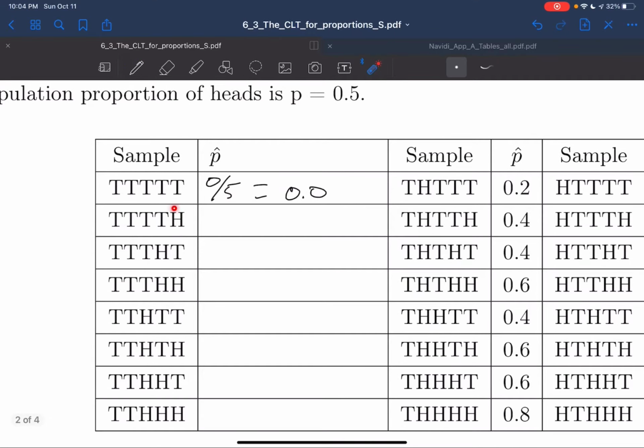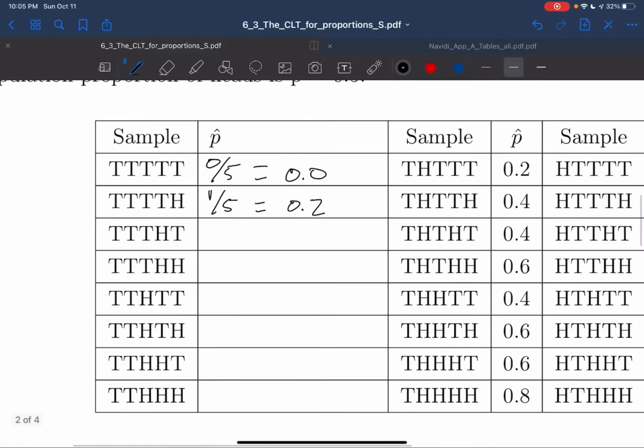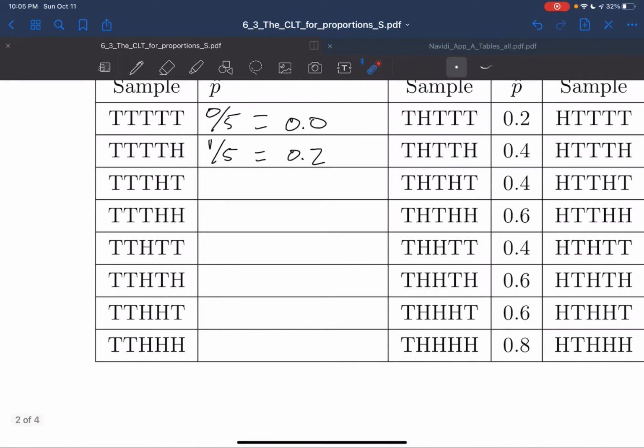Here we have one time that our coin lands heads out of the total 5. So the sample proportion here will be 1/5, which is 0.2. Here again, the number of heads that comes up is only 1 time out of the total 5. So this will be 1/5.